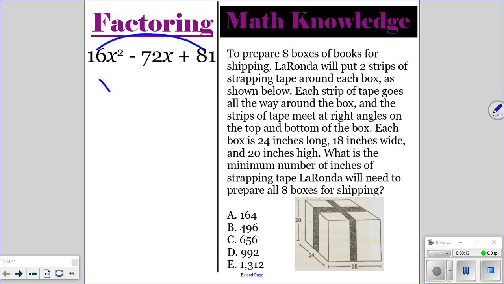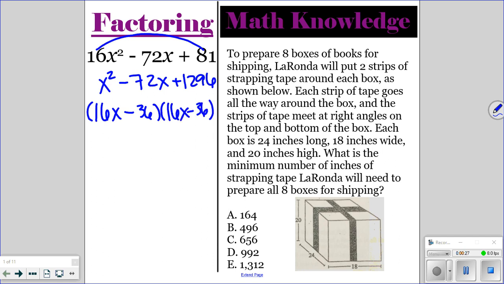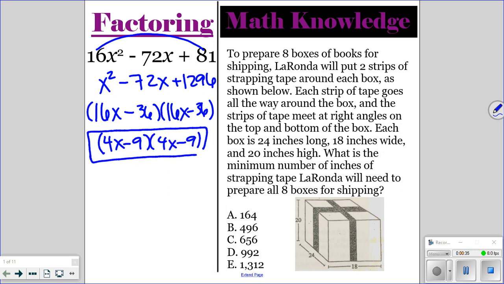So when you remove the 16, you'll have x squared minus 72x plus 1,296. When you replace and factor, you should have 16x minus 36 times 16x minus 36. Both of those will divide by 4, which will give you 4x minus 9 times 4x minus 9, which you can also write as 4x minus 9 squared.